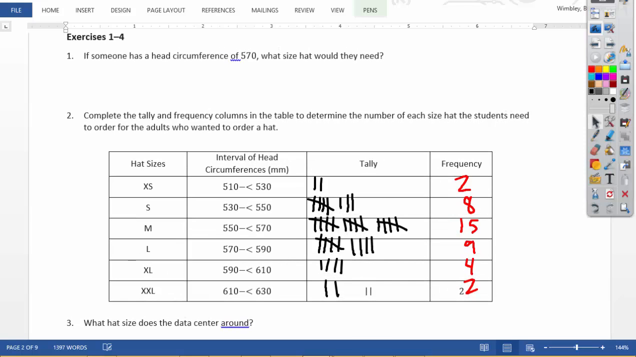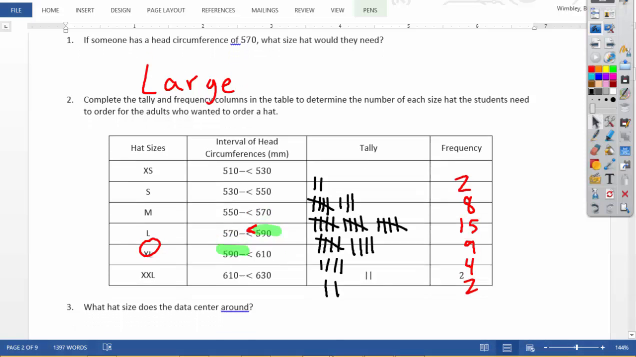Okay, if someone has a head circumference of 570, what hat size would they need? Well, let's look. 570, I see it here and here. So does that mean they can order a medium or a large? No, what that means is, remember, this little sign is a less than sign. It's not less than or equal to. So medium has to be less than 570. Since 570 is exactly 570, it's not less than. So I need to order a large.